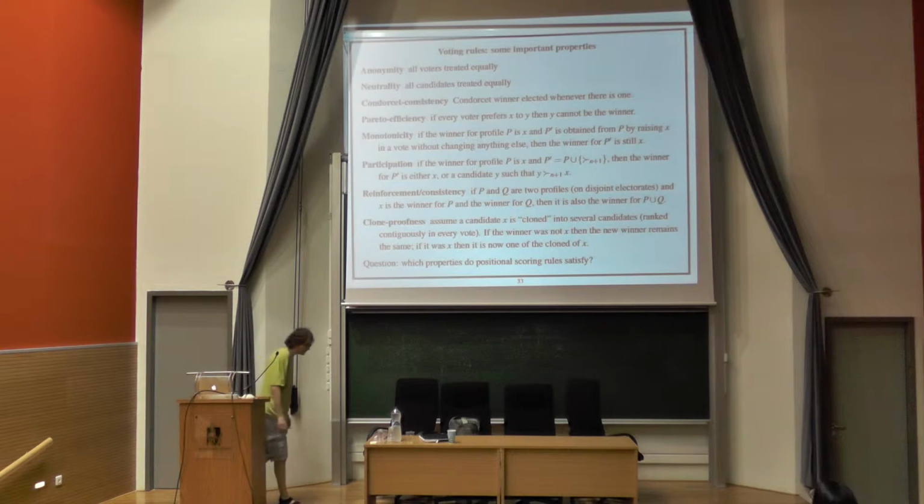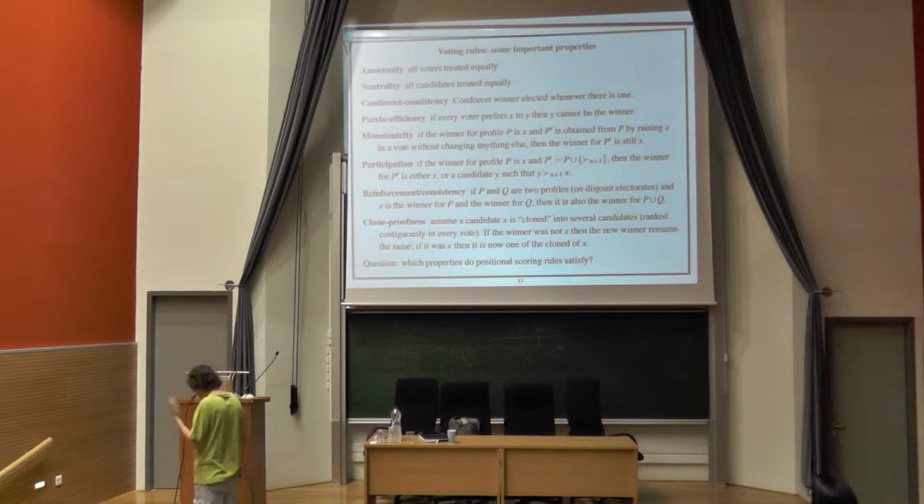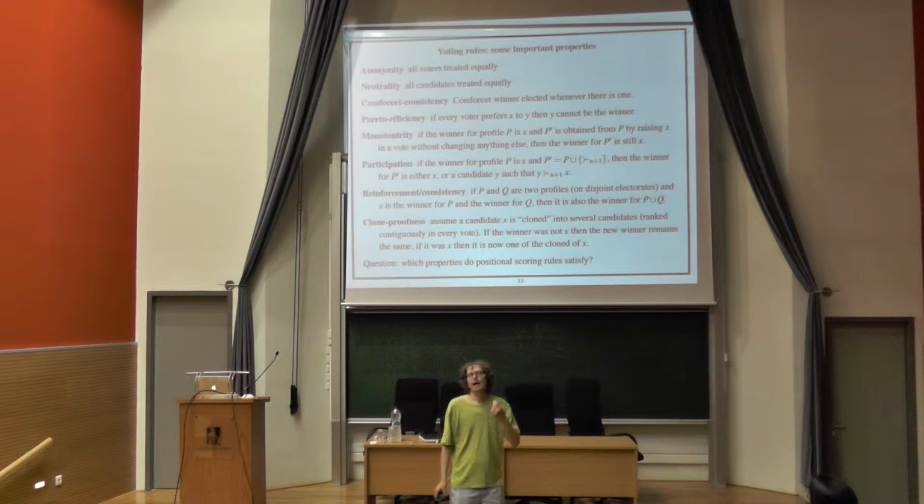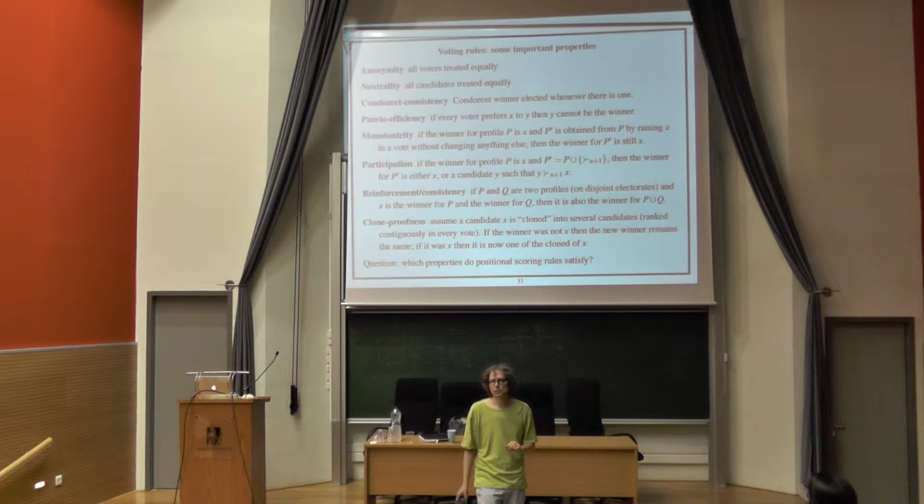Now let's discuss some important properties of voting rules. Anonymity and neutrality, we've already talked about that. Anonymity is when all voters have the same weight, the same importance. And neutrality is when all candidates play the same role. Condorcet consistency, you've seen that already. The rule is Condorcet consistent if every time there is a Condorcet winner, this candidate is the winner.